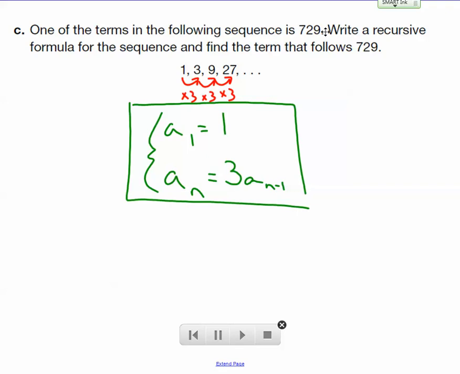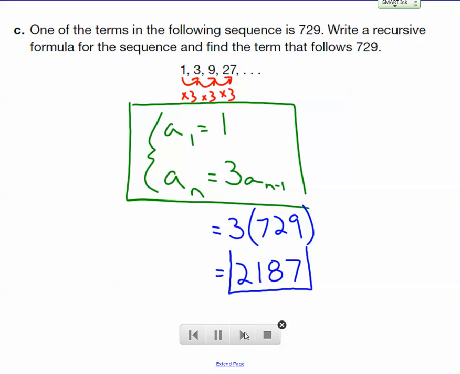So if I want to find the term after 729, it's very easy. I'd just multiply 3 times 729, and that would give me the next term, 2,187. If I want to find the term after that, I'd go 3 times 2,187. If I want to find the next term in the sequence right here, I could go 3 times 27.